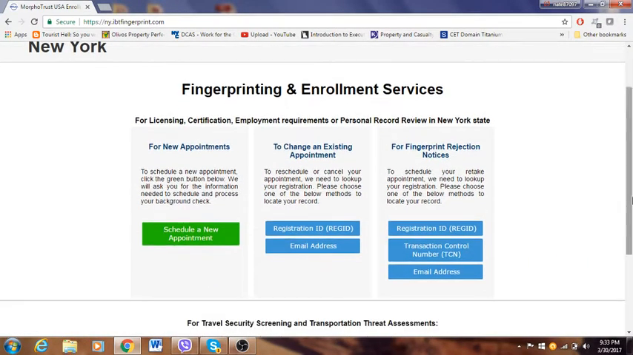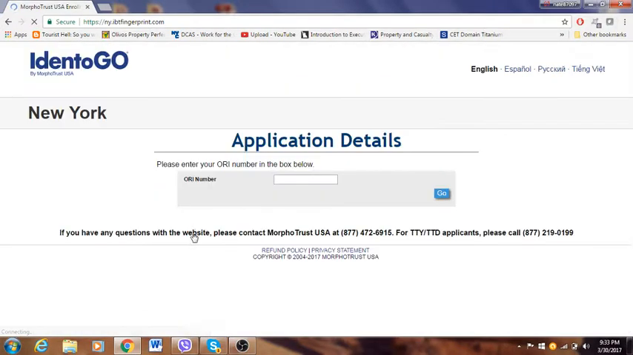Now it asks you a question for changing an appointment, or for a fingerprint rejection notice. Somehow it happens that you've been fingerprinted and you get rejected. The fingerprint wasn't correct. They didn't have enough of your fingers. There are a lot of reasons you could get rejected, but this is what it is. You click on Schedule a new appointment.